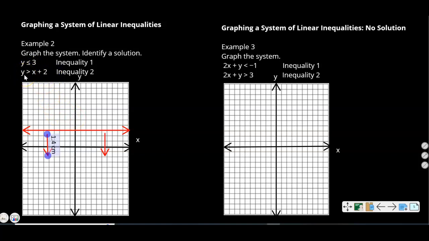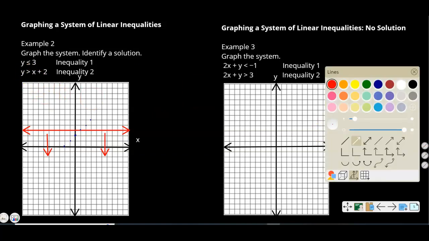All right, so the next one says y greater than x plus 2. So let's use a different color for this one. So we're going to have a y-intercept at 2, and we have a slope of 1. All right, so I can go in both directions here with a slope of 1. And then I can graph this line as well. Now you can see that this one is strictly greater than. So we're going to need a dotted line for the blue one.